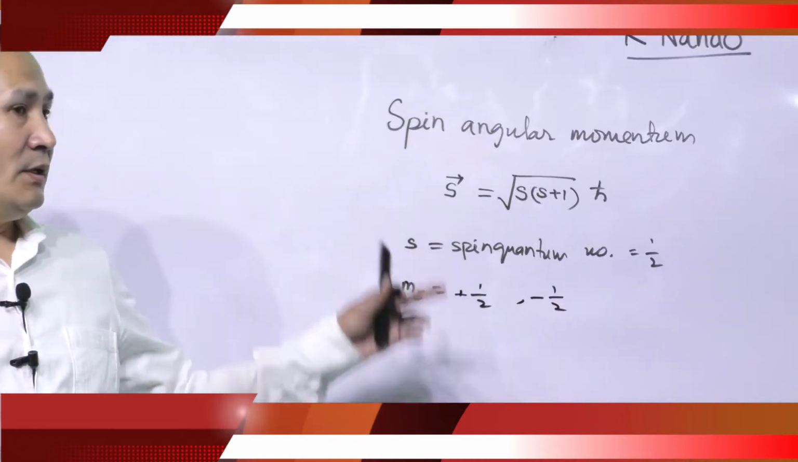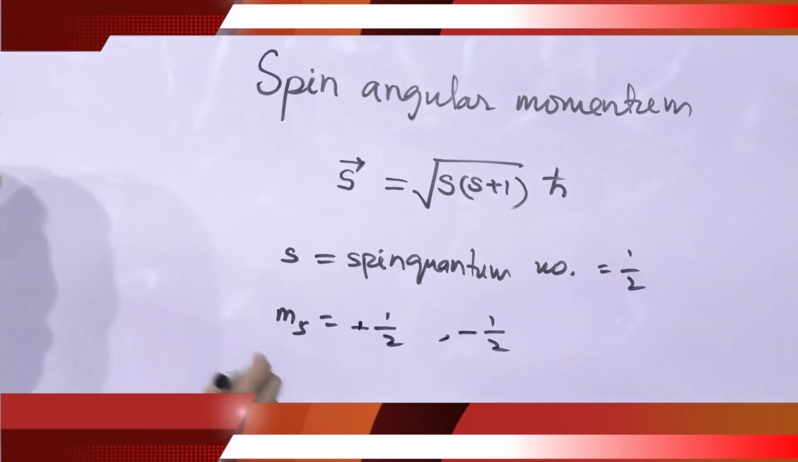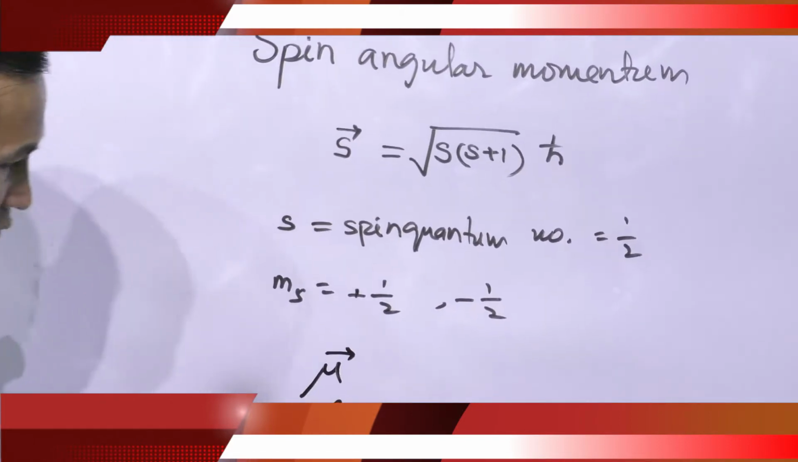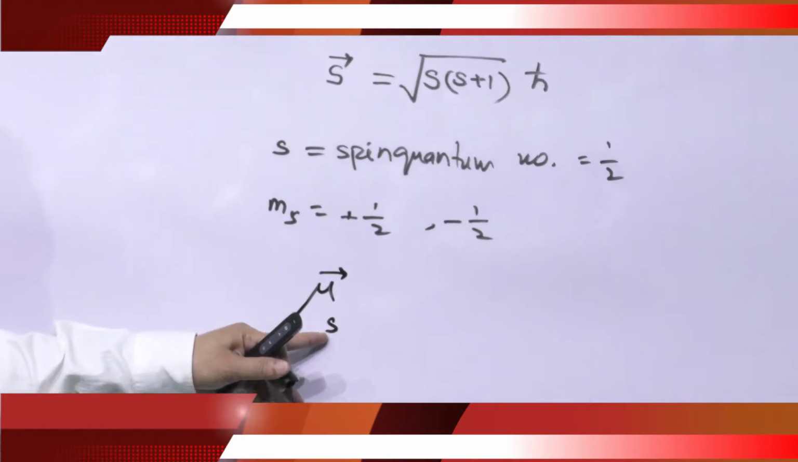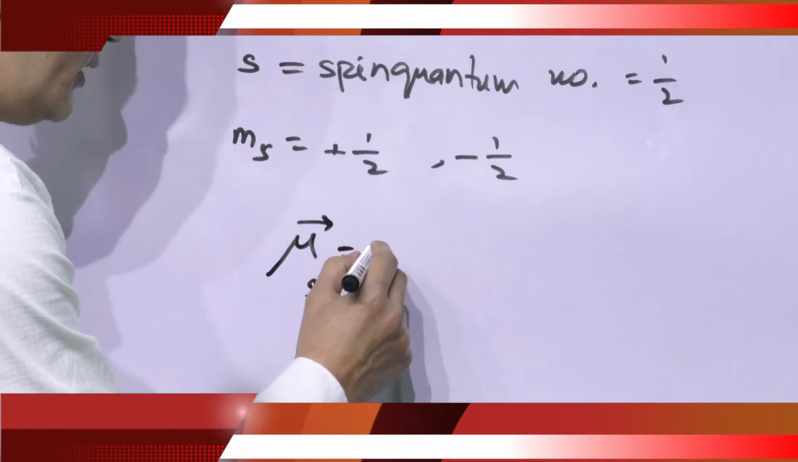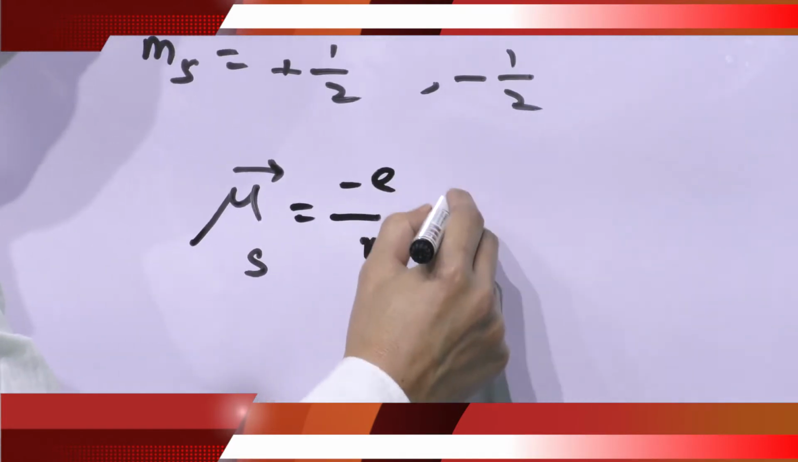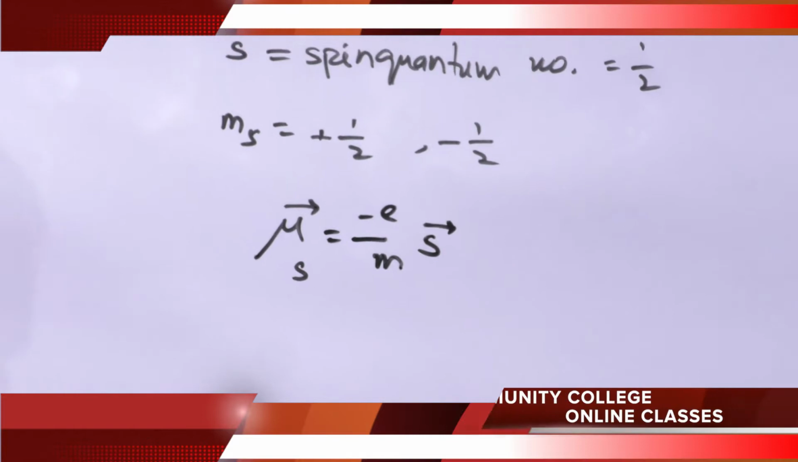Now, we know that an electron has its own intrinsic spin magnetic moment, usually denoted by the symbol mu with a subscript s, and this is equal to minus e by m times the vector s.